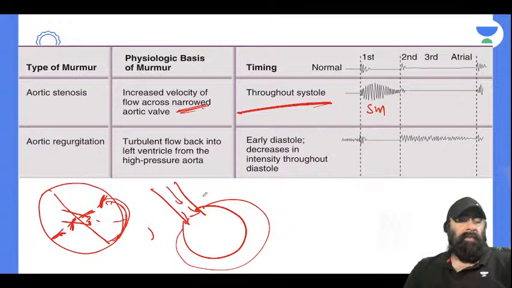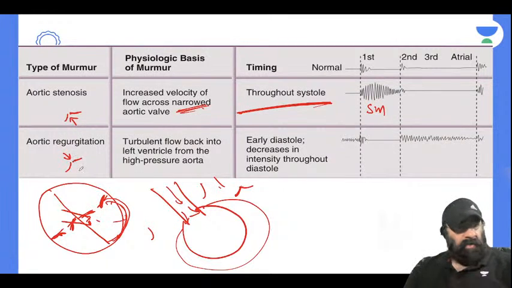And normally, this particular valve, which is like this, will close and seal. But in regurgitation, it's not able to close. So it's basically leaving some gap. So in both places there is a gap. Here the gap is in the forward flow, here the gap is in the reverse flow. In the reverse flow, if there is a gap, there will be regurgitation. Here there will be stenosis. So the regurgitation is going to happen in the diastole.